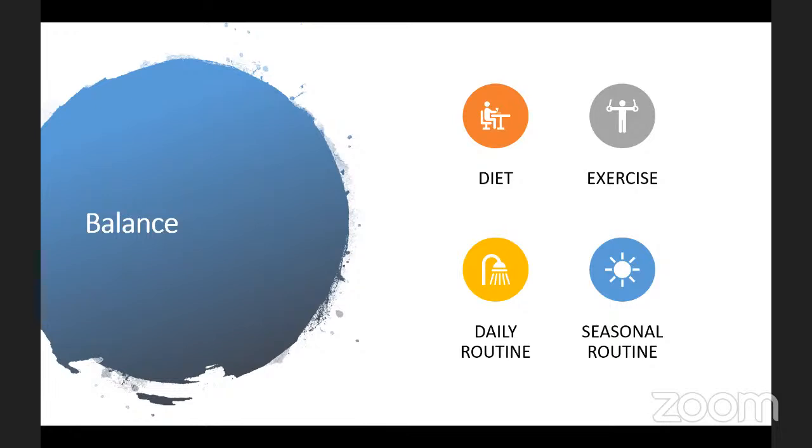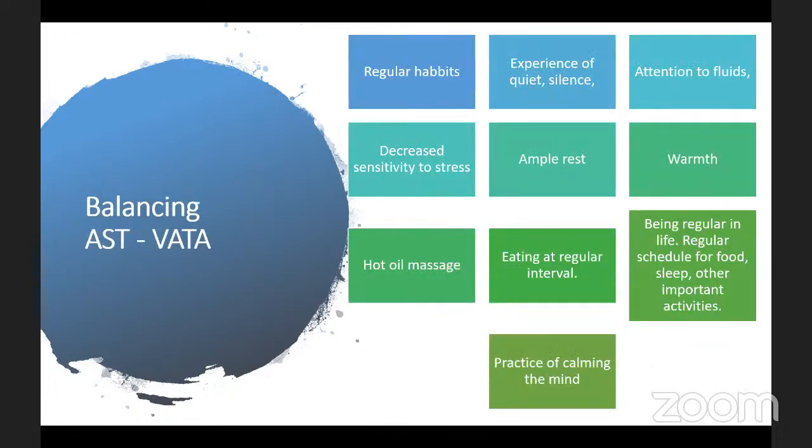So whenever there is an imbalance, we need to balance it with diet, exercise, daily routine, and seasonal routine. So let's see how we can balance disturbance in Vata. Vata people change immediately from one habit to another habit and they don't do anything regularly. We need to fix them in a schedule. Regular habit is the need of the hour for Vata people.